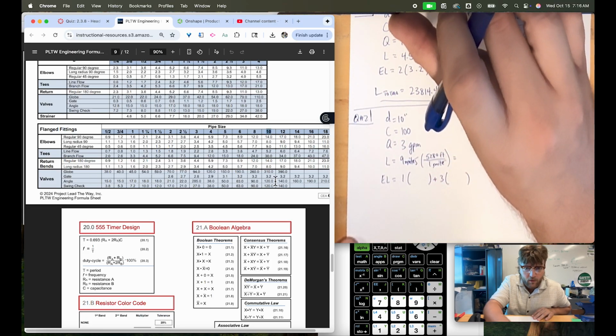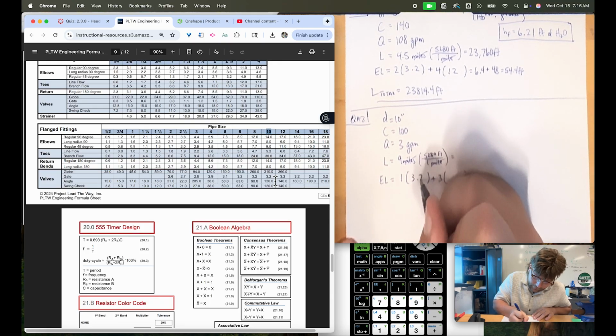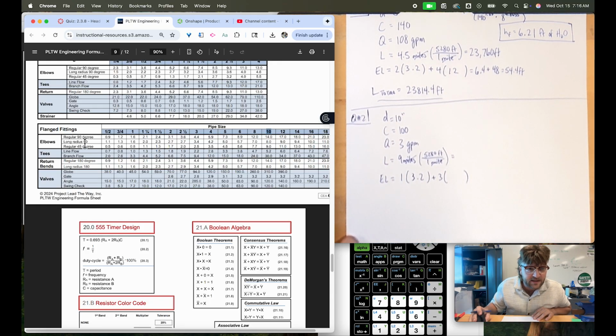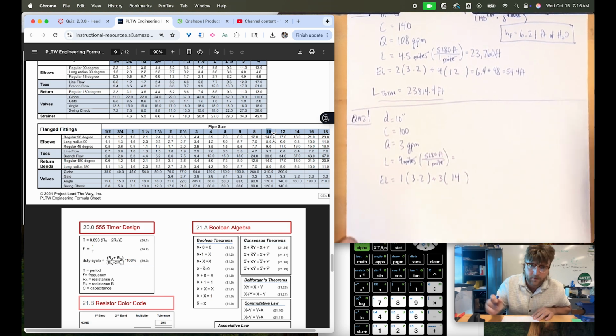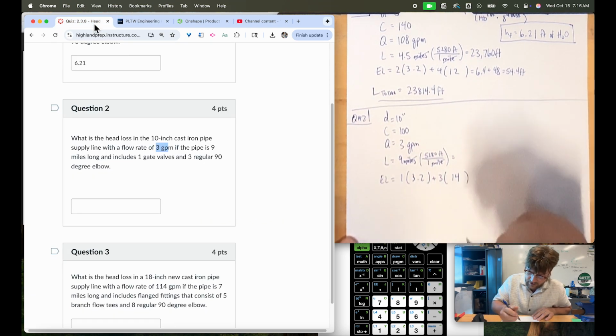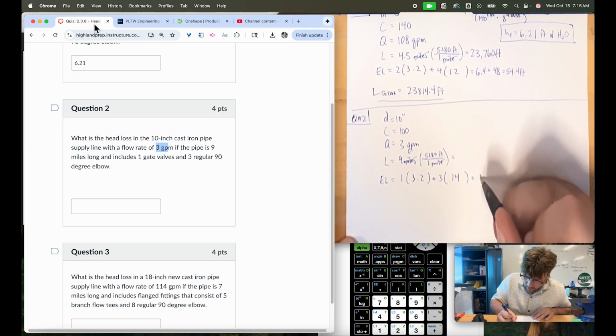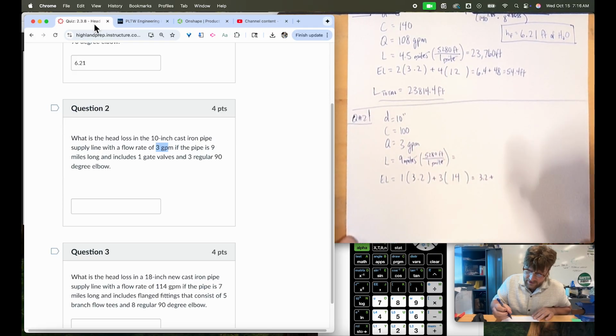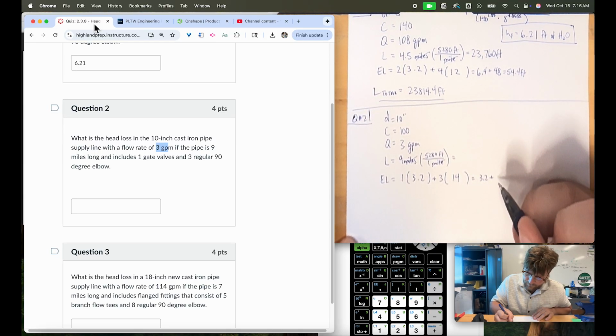So that's 3.2 is the equivalent length for 1. And then we've got 3 of the 90-degree elbows. So that's going to be 14, right? And so that's for 10-inch diameter. Perfect. And so now we can go ahead and perform these calculations. We got 3.2 plus, that's going to be 42, right?